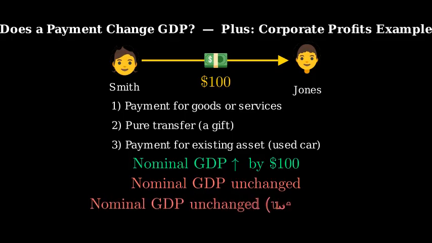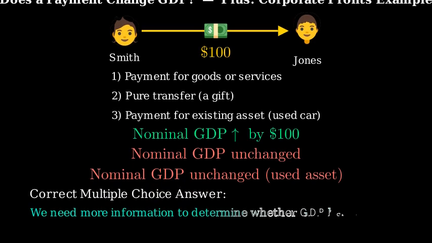Case 3. If the payment was for a used car or other existing asset, that's a transfer of ownership rather than current production. So GDP does not change. Only services associated with the sale, like a dealer's fee, would count. So the summary: we need more information to determine whether GDP changed.